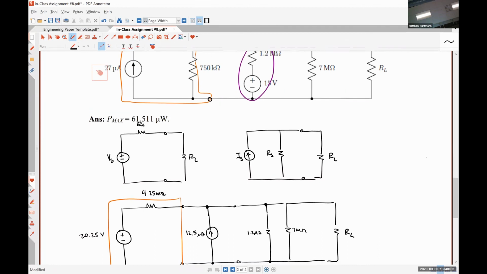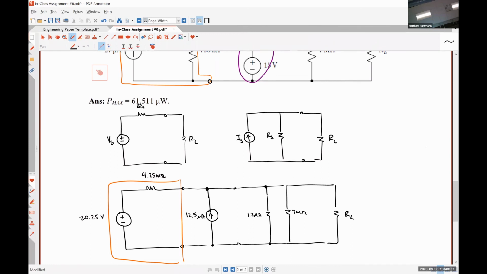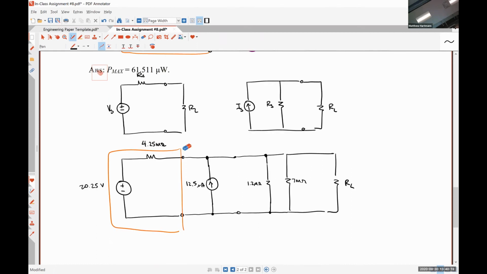The reason for that is that another source transformation on our leftmost practical source would give us a single node pair circuit where everything is in parallel. Everybody okay with that? So if we divide 20.25 volts by 4.25 mega ohms, we get a current source directed up. That is 20.25 divided by 4.25 times 10 to the 6, 4.765 microamperes. And now we're at a point where, since everything is in parallel, what can we do with those two current sources?